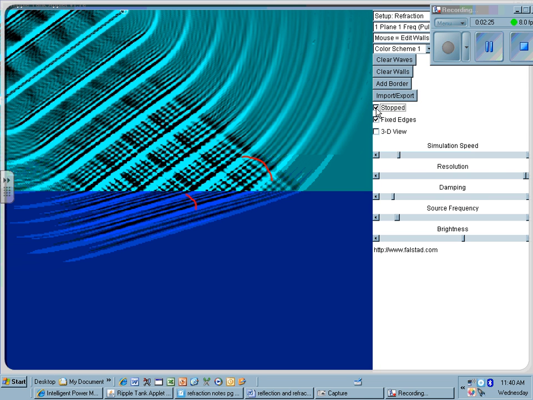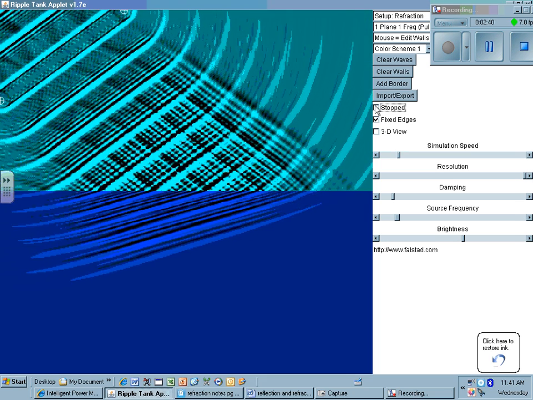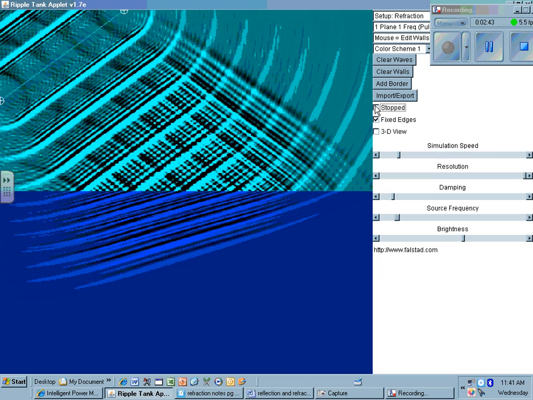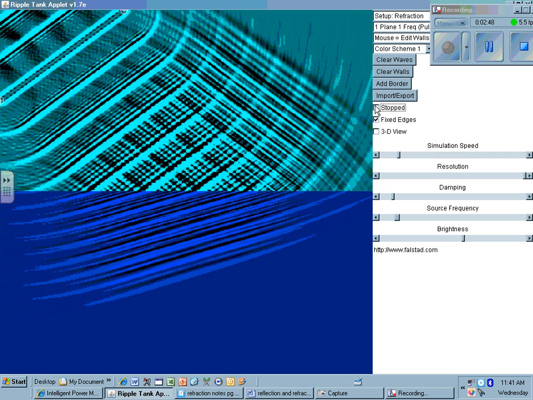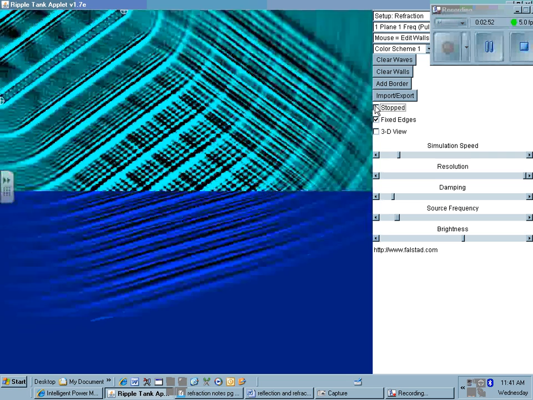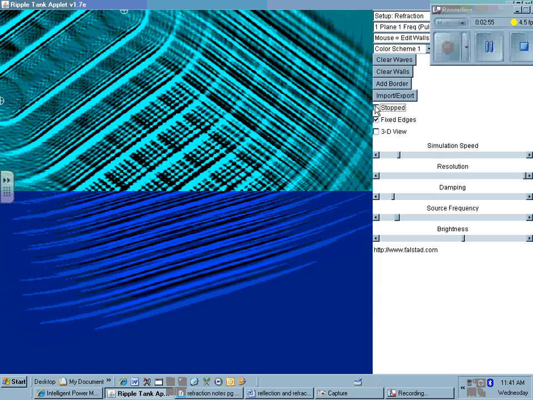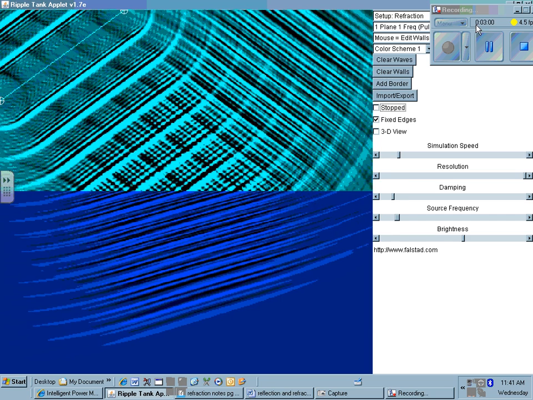So wavelength is doing what? Going up or down? Decreasing. Very good. Now I'm going to let it go again. As I let it go, what do you see happening to the speed on top versus the speed on the bottom? The wave on the top is traveling much faster than the wave on the bottom. So wavelength is going down, velocity is going down, so frequency must stay the same.